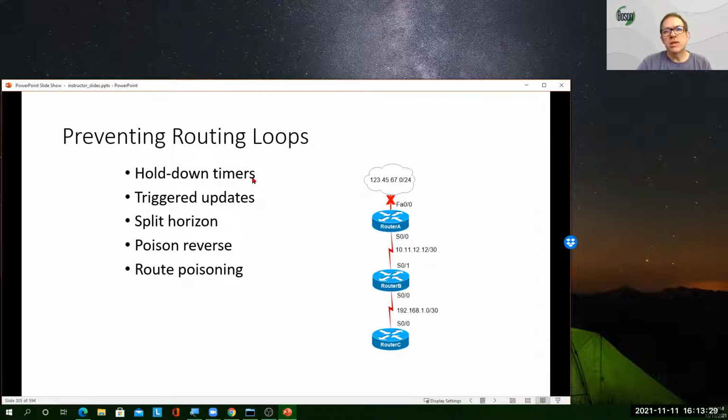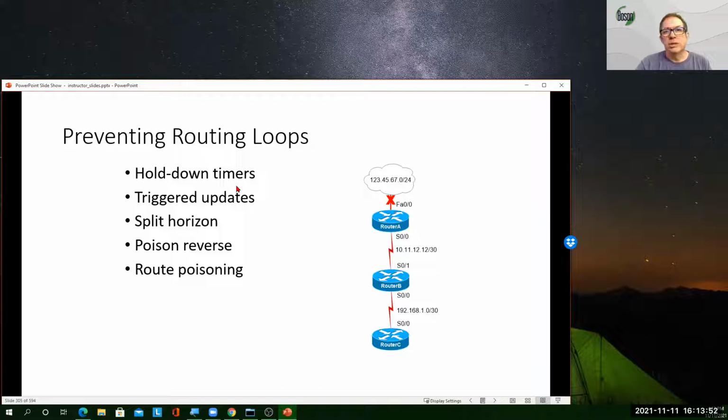So hold down timers are something that you see in RIP, but you don't see in EIGRP or OSPF. Hold down timers are why a routing protocol would take minutes to reconverge rather than seconds. So we expect that RIP will take minutes to reconverge. That's not necessarily good. And in OSPF or EIGRP, you expect seconds for reconvergence, which is better.